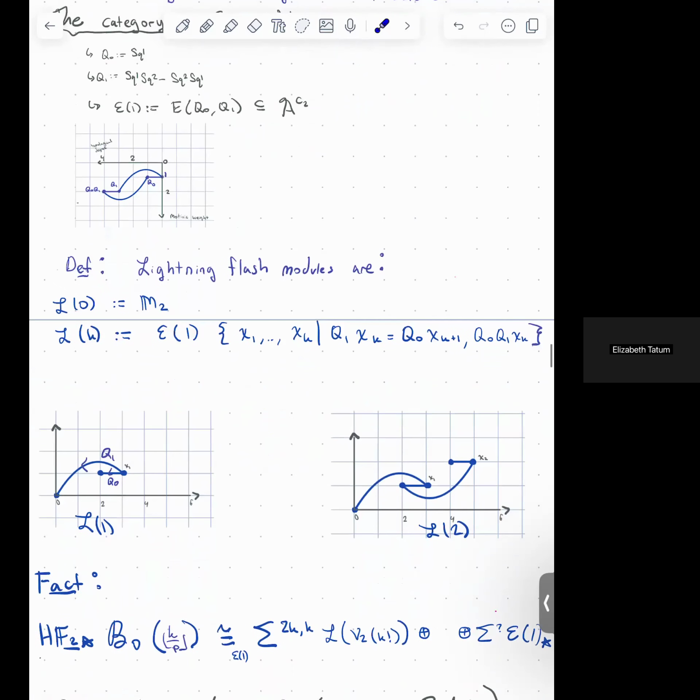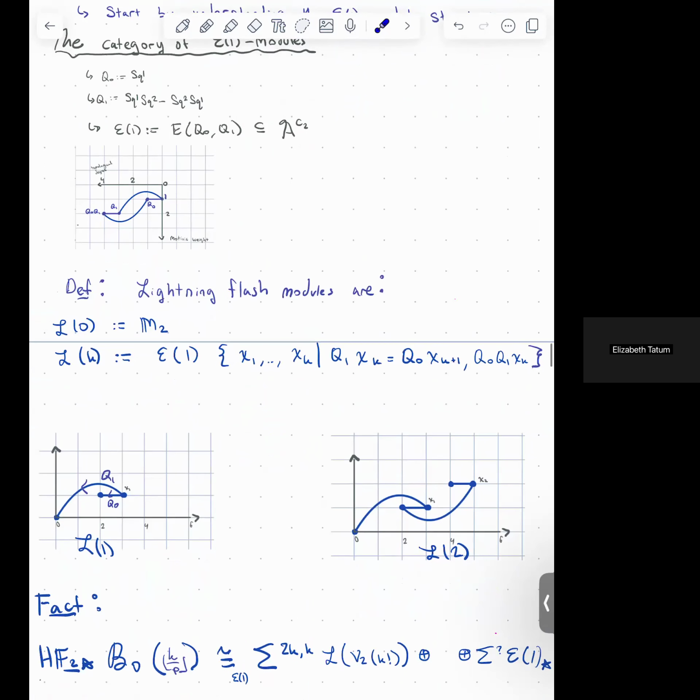And so why do we care about these lightning flash modules? Well, it turns out that the homology of these Brown-Gitler spectra can be broken up into a sum of a suspension of some lightning flash module and some copies of E(1) star. So this is basically breaking up the Brown-Gitler spectra into a lightning flash module and some free and injective pieces.